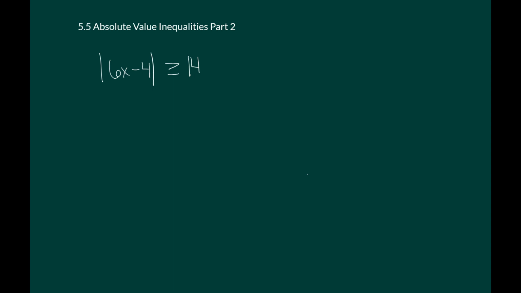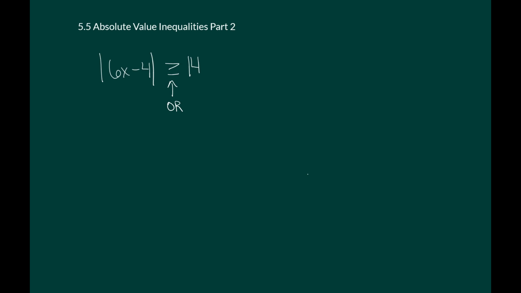I'm going to be doing solving absolute value inequalities. This is part 2. So in this problem, I've got the absolute value of 6x minus 4 is greater than or equal to 14. So we're going to write it, again, two separate ways. When you see greater than or, remember you're going to use "or."